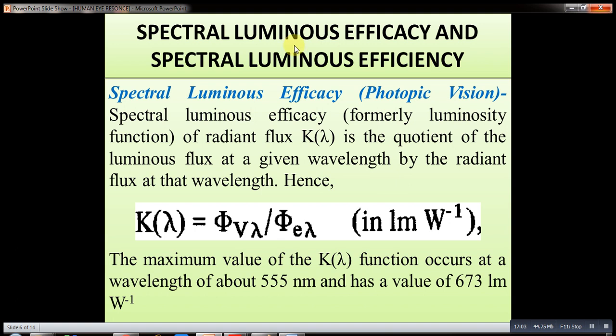Spectral means according to or related to wavelength or frequency, as mentioned before in radiometry and photometry. What is the meaning of spectral? Spectral means the function related to a specific wavelength or a specific frequency. What is the meaning of luminous efficacy and luminous efficiency? Why do we need these concepts?